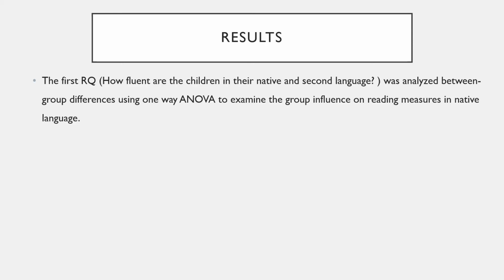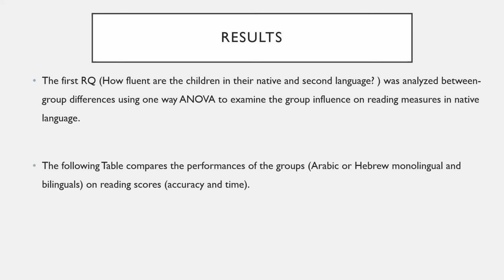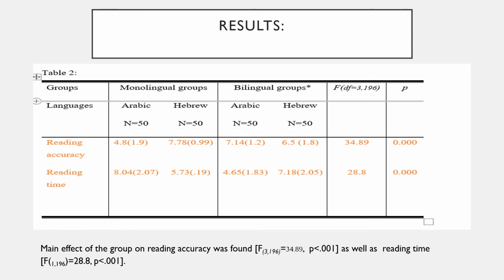The results. The first research question, how fluent are the children in their native and second language, was analyzed using one-way ANOVA to examine the group influence on reading measures in the native language. The following table shows the comparison of performances between monolinguals and bilinguals, showing the scores for accuracy and time. And here we can see the following.